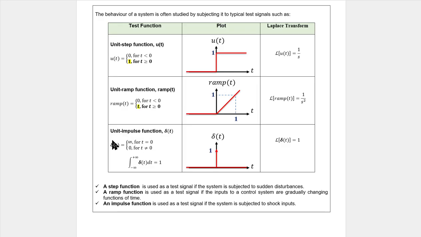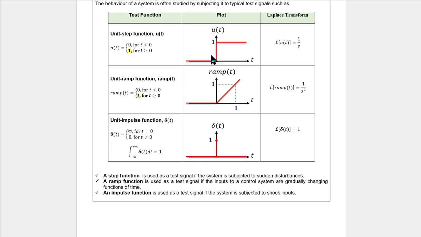Impulse function, or unit impulse, is a very special function. It's defined like this. It's 0 everywhere, and when time equals 0, the value shoots to infinity. It's infinity at time equals 0, and everywhere else it's 0. And the Laplace transform of it is 1. So these are the three types of typical test signals.